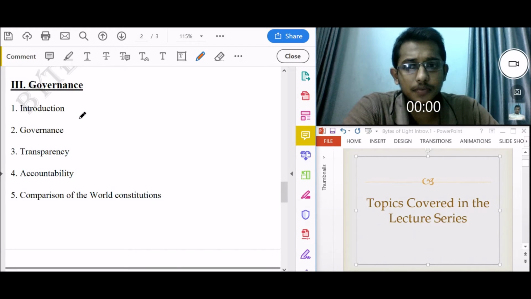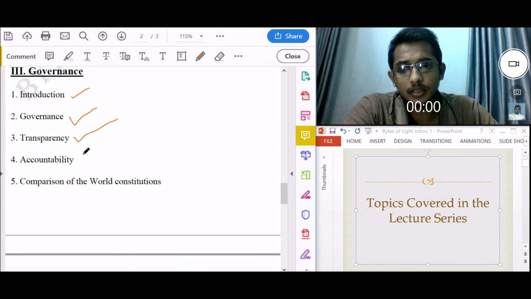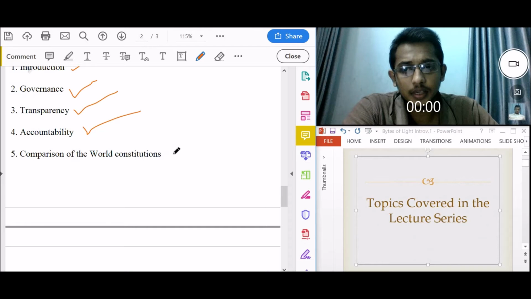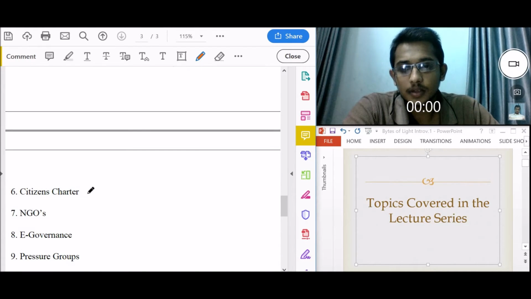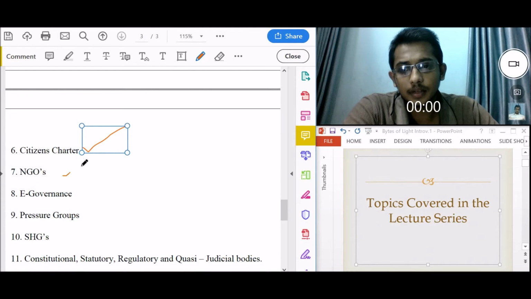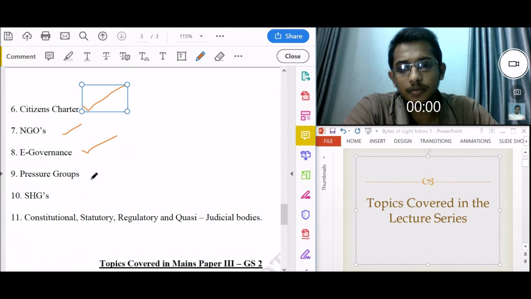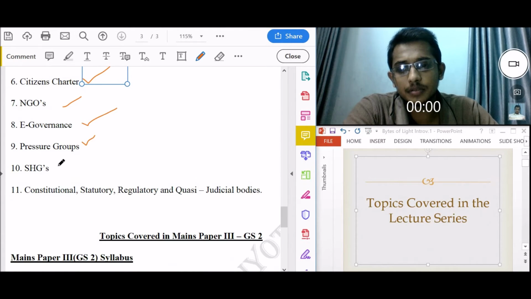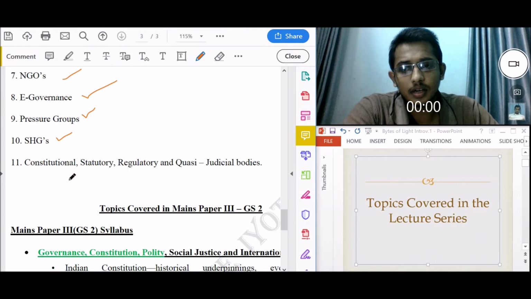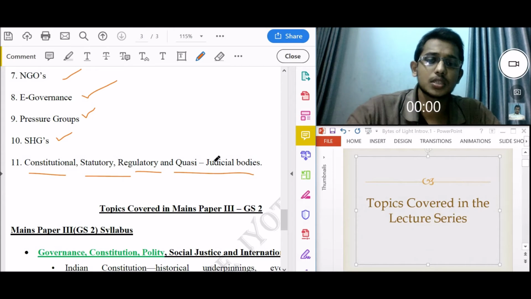In governance we will cover introduction, governance, transparency, accountability, comparison of world constitutions, citizens charter, NGOs, e-governance, pressure groups, SHGs, and constitutional, statutory, regulatory, quasi-judicial bodies. So this is our whole topic.